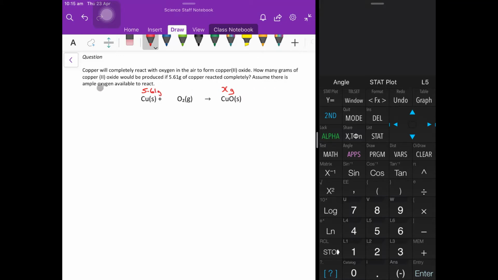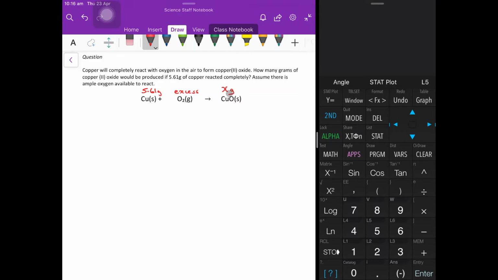Assume there is ample oxygen available to react. So here's my oxygen. I'm not going to use the word ample, I'm going to use the word excess. Now, what does excess mean? In this instance, it means that I have so much oxygen present that all of this copper is going to be able to react and form copper oxide. All 5.61 grams will react to form copper oxide.